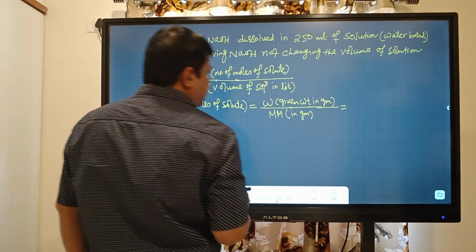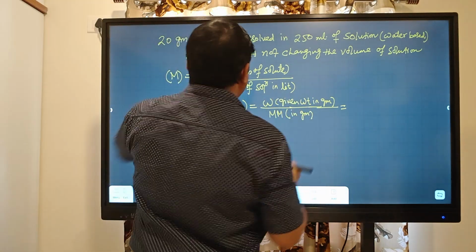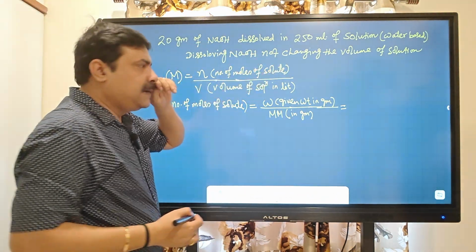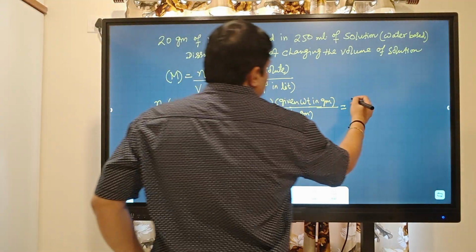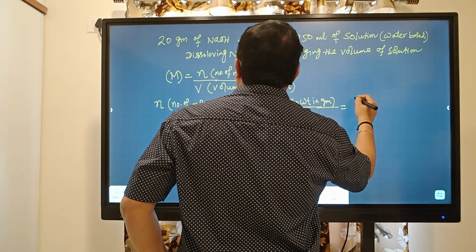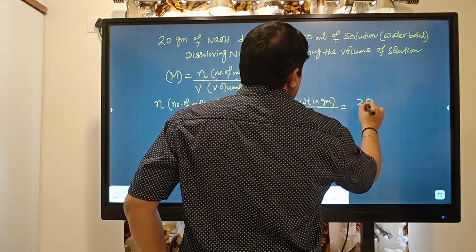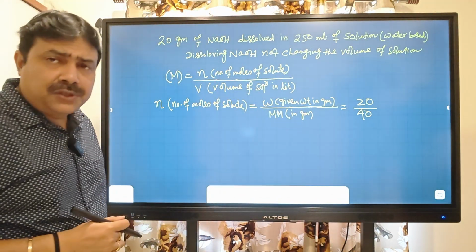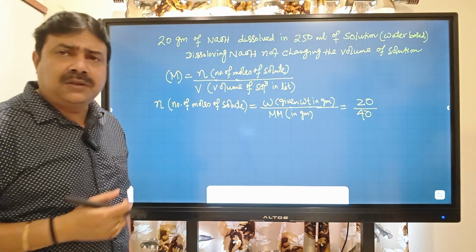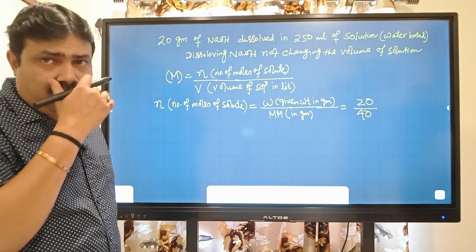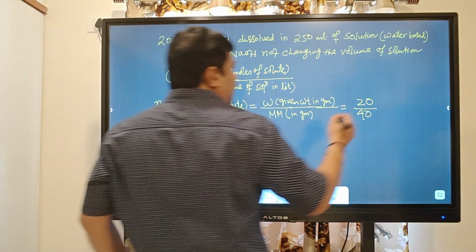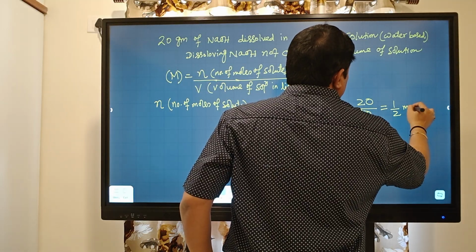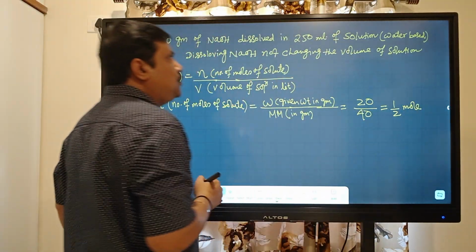Then we will do that. Given the weight of NaOH, here NaOH is the solute and water is the solvent. The given weight of NaOH is 20 and the molar mass of NaOH is 40: sodium is 23, oxygen 16 and hydrogen 1, so if you add it up, it comes to 40. Then 20 by 40 is nothing but half a mole. Yes or no? We got the number of moles of solute.